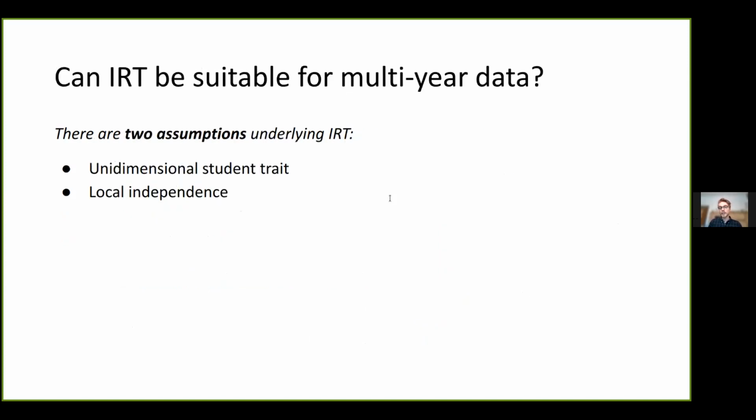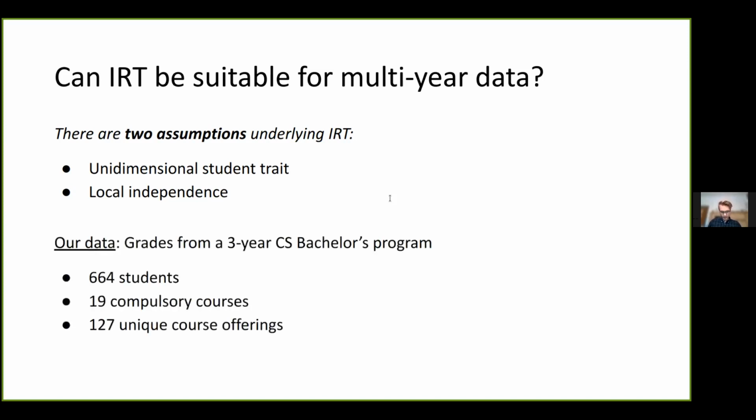To evaluate the suitability of IRT for curriculum analytics, we need to assess whether students' multi-year course response data meets IRT's theoretical assumptions. The first key assumption is unidimensional student trait. That means a student's probability of passing different courses can be explained by a single latent trait that stays constant over time. The second key assumption is local independence. This means that the performances of a single student in different courses are independent of each other, given his or her latent trait value.